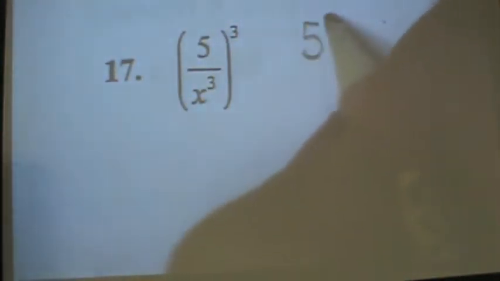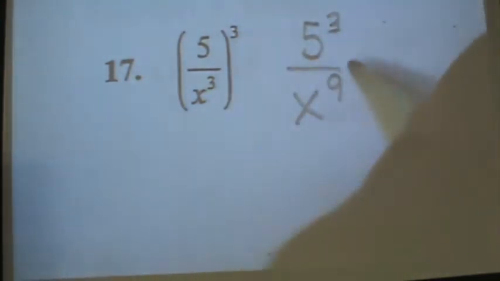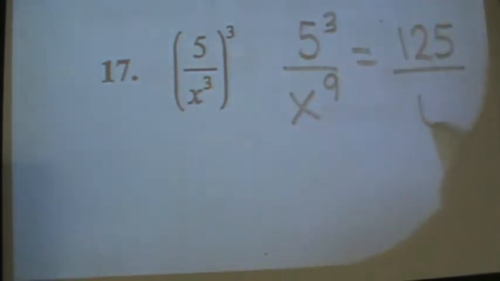Back side, number 17, 5 cubed and x cubed cubed. So it's 5 to the third over x to the 3 times 3 is 9. A better answer would be 125 over x to the 9.